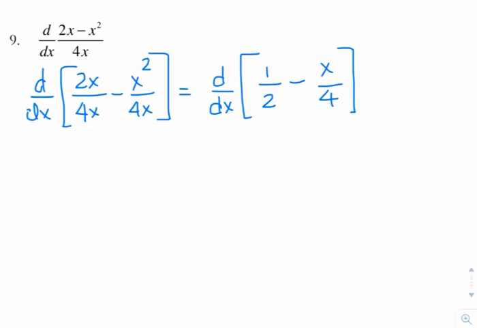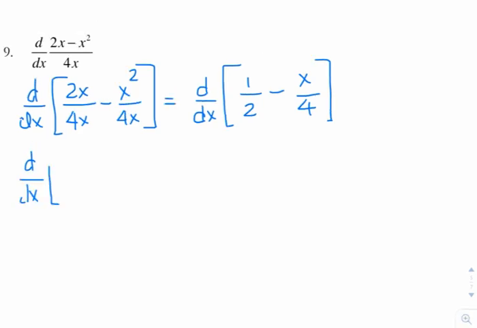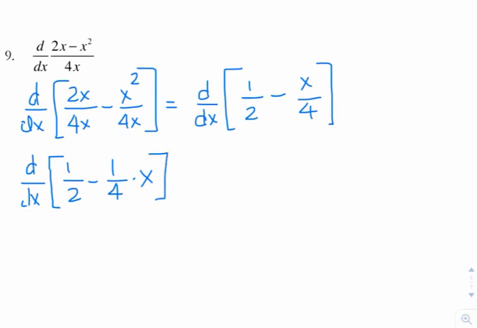The first function is a constant, and the second one is rather simple. In fact, we'll do one more rewrite so that you can see this is, in fact, a constant factor. So your derivative is just going to be 0 minus 1/4, or negative 1/4. So keep that in mind when you think you're going to use the quotient rule.